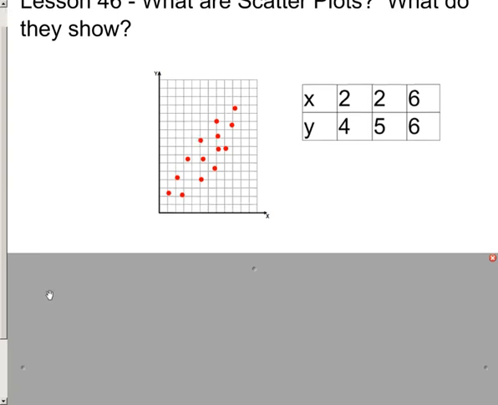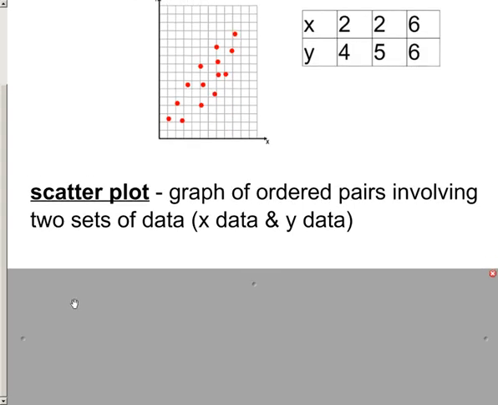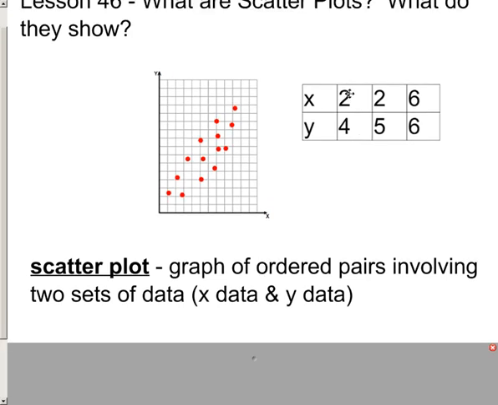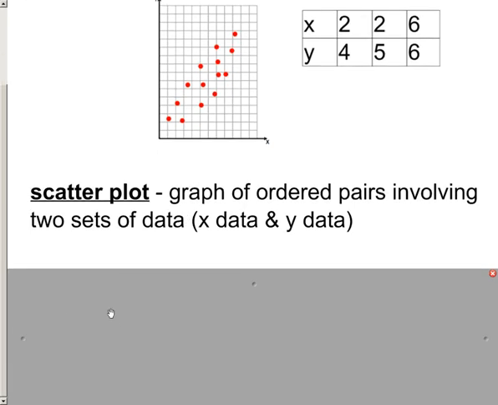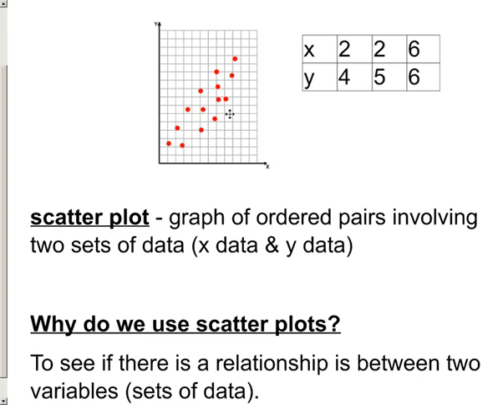Now, why do we use it? Well, basically, scatter plots are trying to find out if there's a relationship between the X data and the Y data. This whole row of X's right here, that's your X data, and this is your Y data. So basically, that's all it is. Is there a relationship between the two variables? Is there a relationship between the x and y? And if we put it on a scatter plot, we can visually see if there is a relationship.